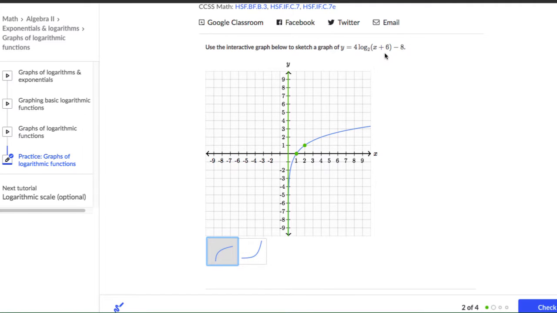Let's do step 1. Plus 6. Left 6. All right, I went left 6.